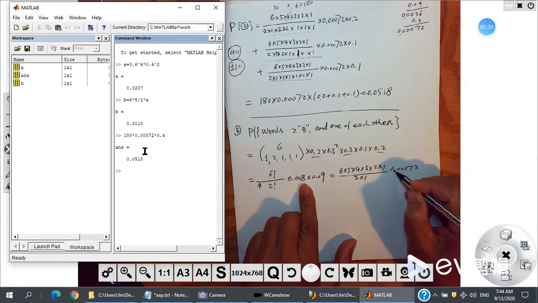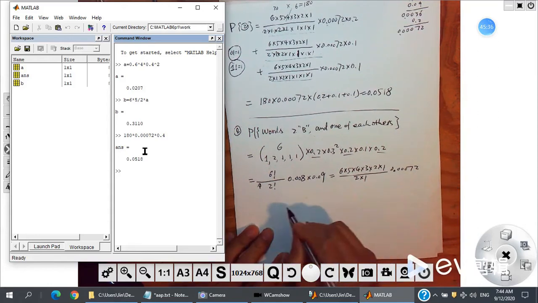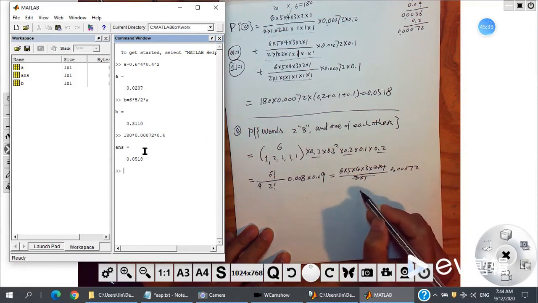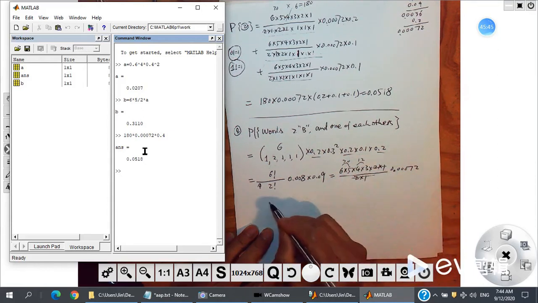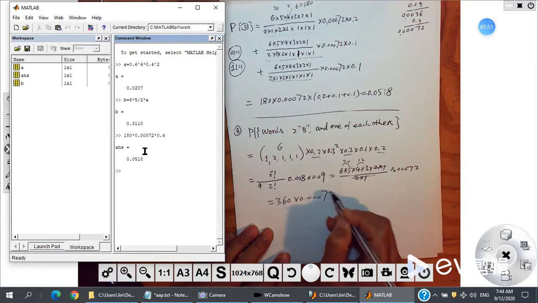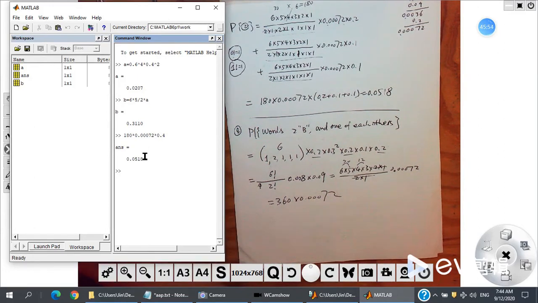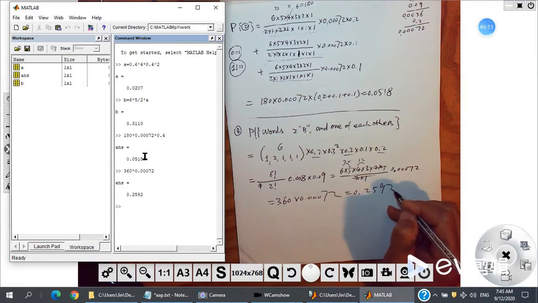Point. Am I good? Okay, so what is it? 2 cancel. This is 30. This is 12. So that is 360 times 0.00072. What is it? This is 360 times 0.00072. This is 0.2592.